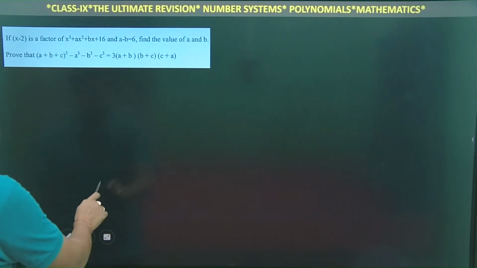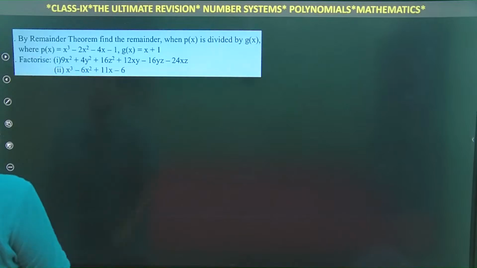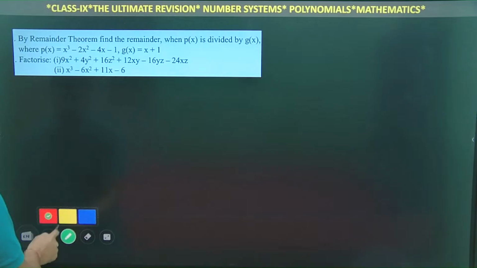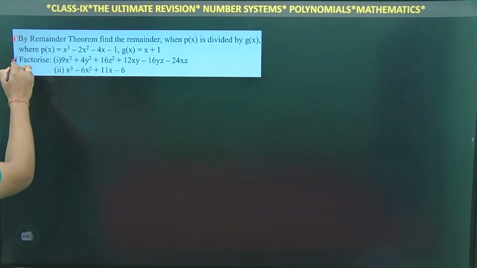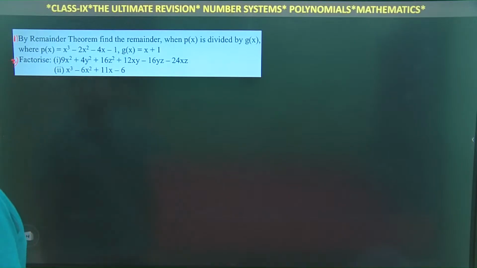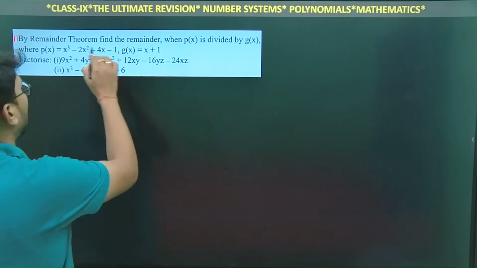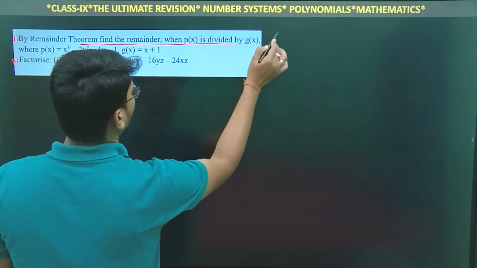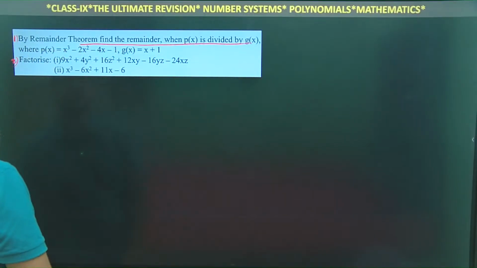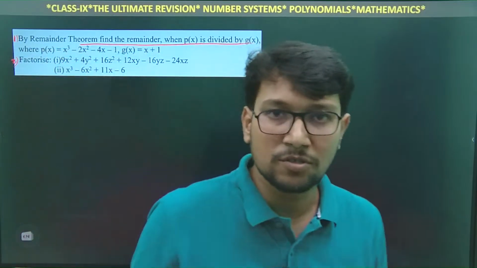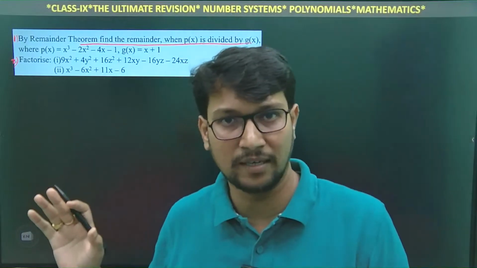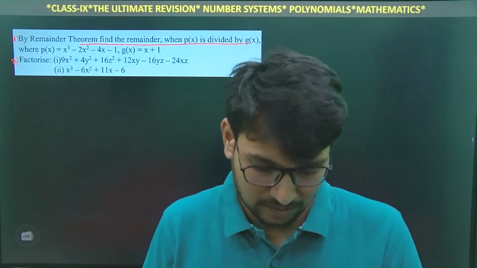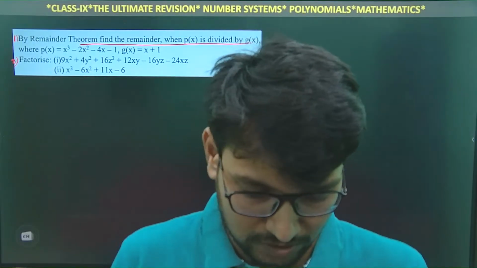Next question is here. So there are two questions. We will solve them one by one. This is the first one, and here is the second question. By the remainder theorem, find the remainder when p of x is divided by g of x. Whenever you solve a question, first read thoroughly what the question is asking. Are you clear or not? Read the question immediately.